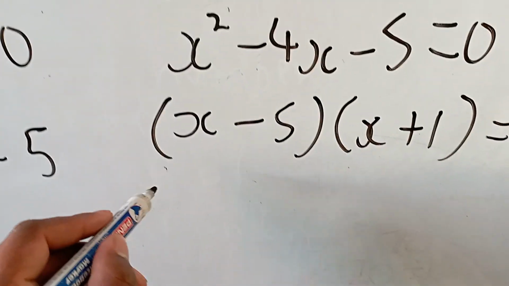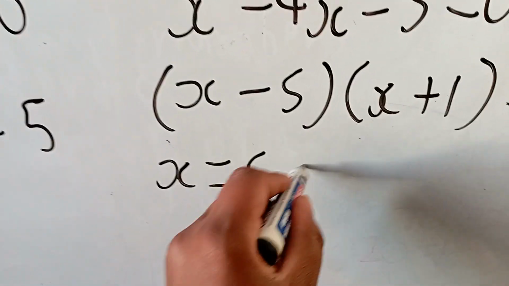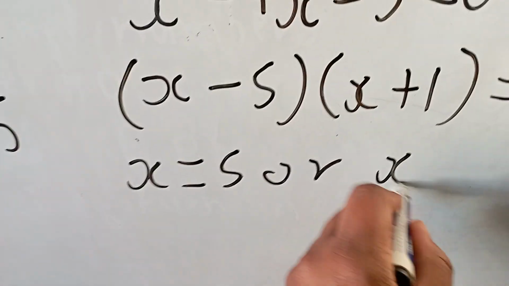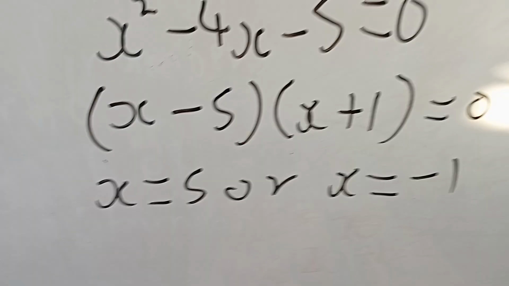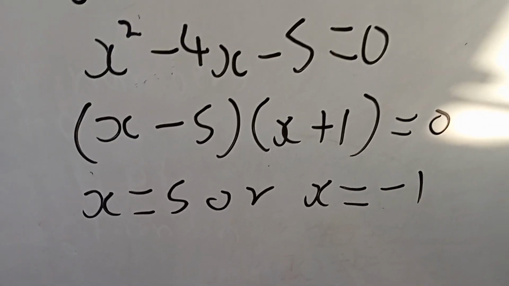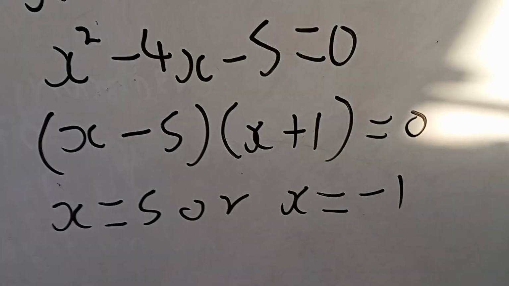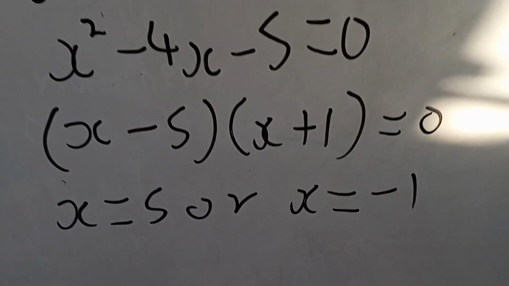Then our final answer is going to be x is equal to 5 or x is equal to negative 1. So these are the values of x. This is how you substitute k to solve this complicated equation.